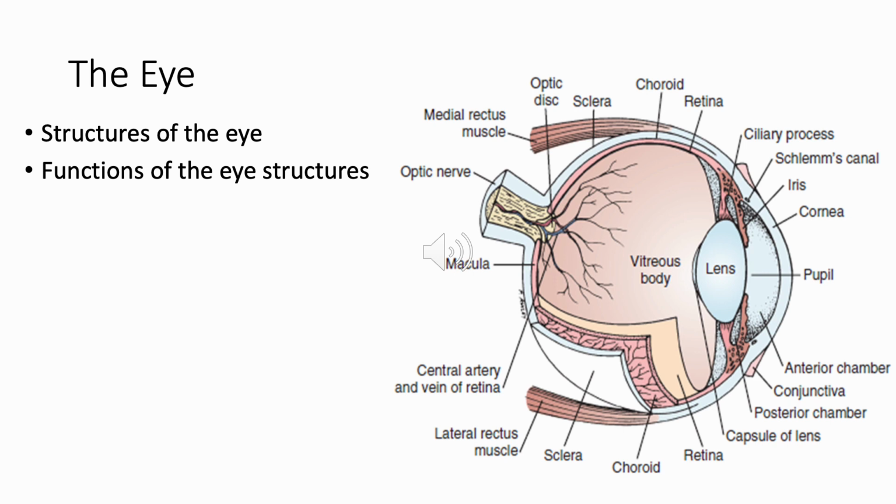Some of the structures we're going to talk about today include the lens of the eyes, because we're going to talk about cataracts, the optic nerve, because we're going to talk about glaucoma and that gets damaged in glaucoma, the macula, which gets damaged in age-related macular degeneration, and then of course the retina, which becomes damaged in diseases like diabetes, hypertension, etc.